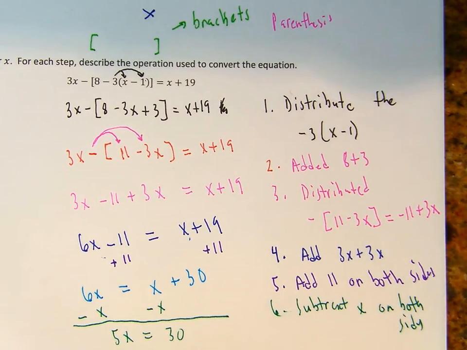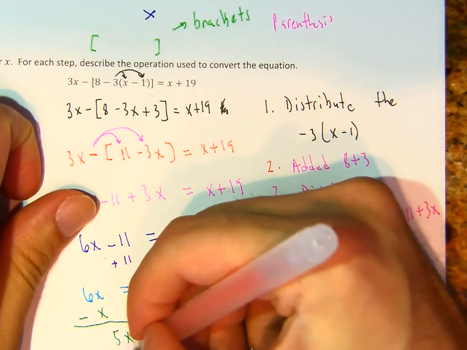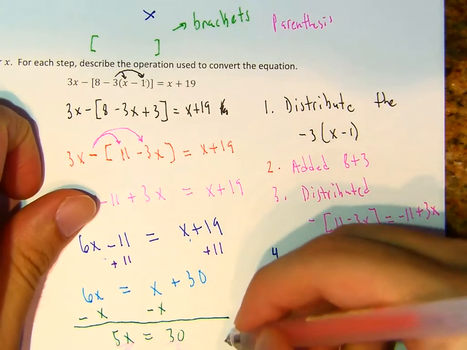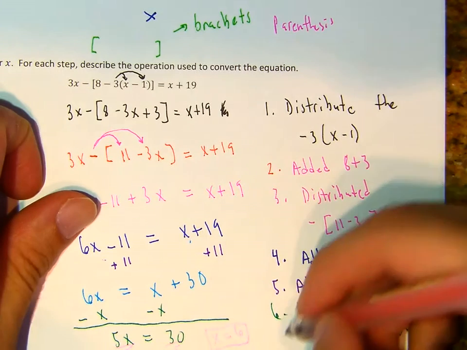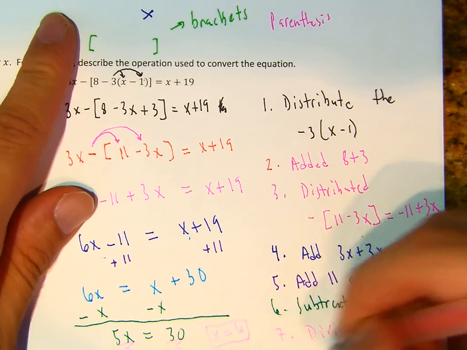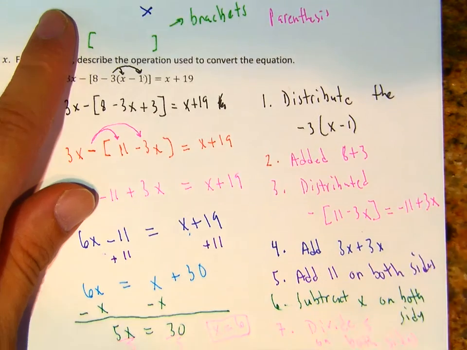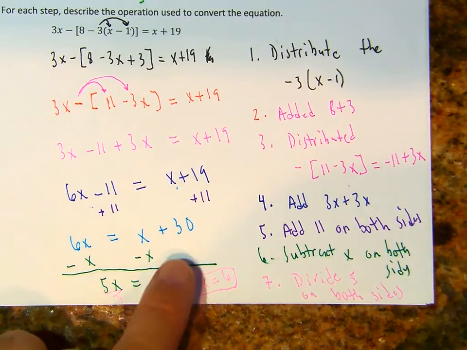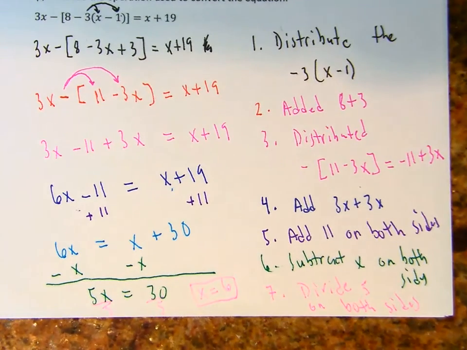And the final move to finish it off, number 7, we're going to divide 5 on both sides, and now you have x equals 6. So the last move is divide 5 on both sides. And that's it. We have x is equal to 6. And I realize I used a bad color. This might not show so well, but let me just zoom in. And yeah, x equals 6.